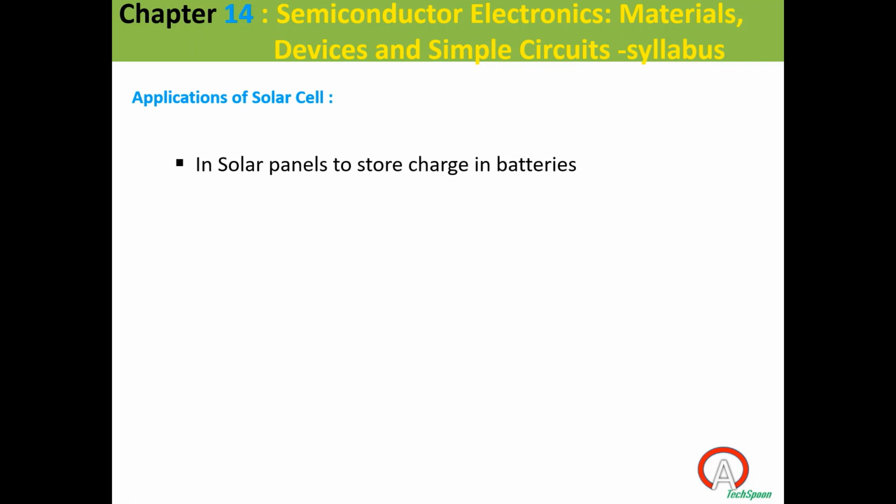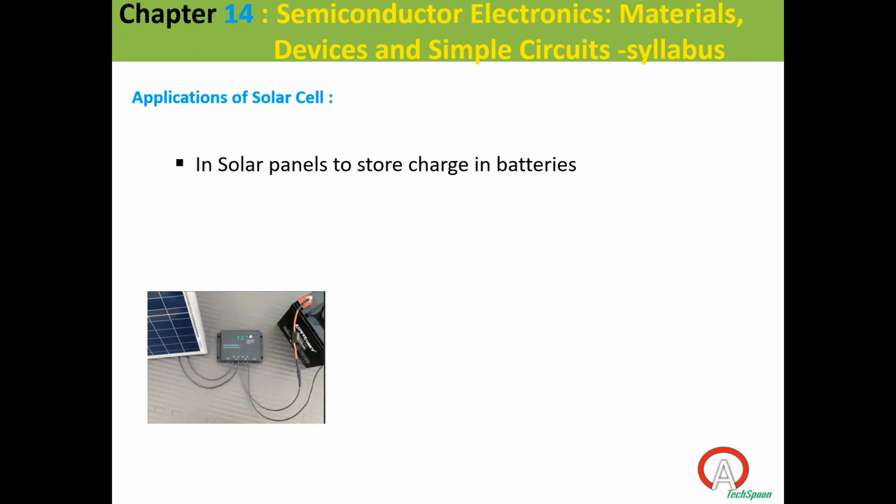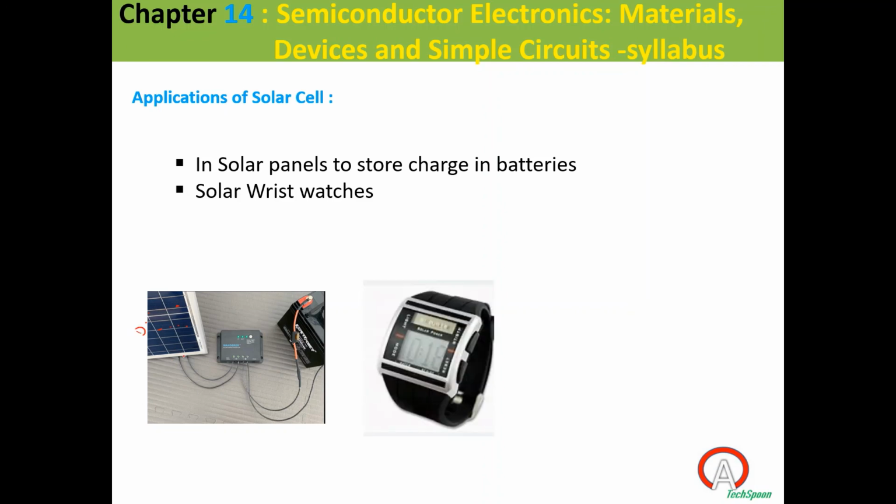These are some of the applications of solar cell. Solar panels to store charge in batteries. So these are solar cells. This is solar panel. So from that solar panel, light energy we can convert into battery voltage. That voltage we can save or store in a battery. So this is the first application.